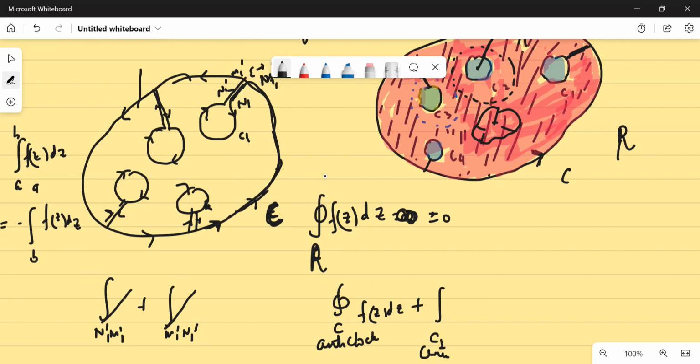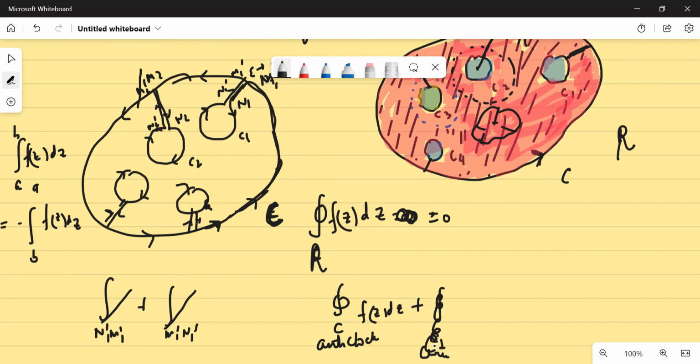I'm not writing that. Then what will happen? Again, I will come back to this particular, let's say this is your M2, this is your N2, this is your N2 dash, this is your, let's say, M2 dash. Again, this will cancel out. This is your C2, again C2 traversing in the clockwise direction. So what would be the case?